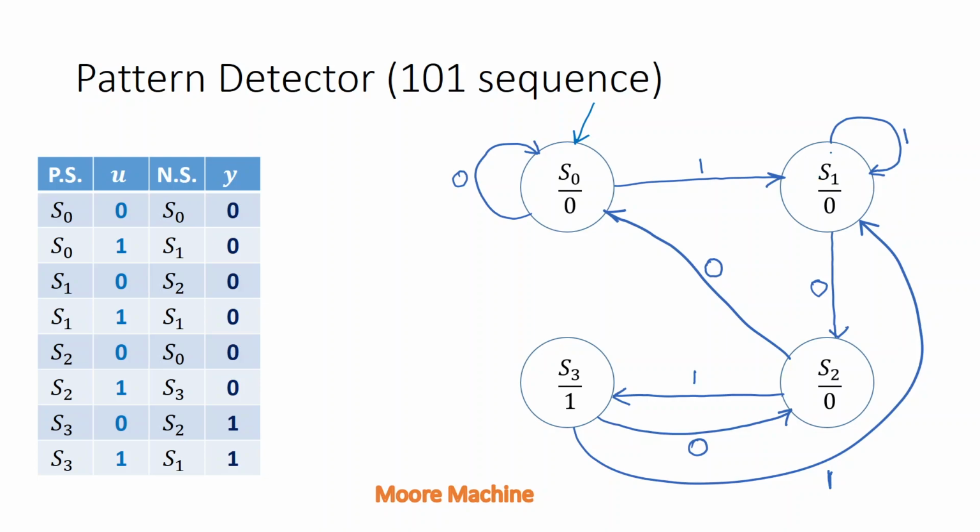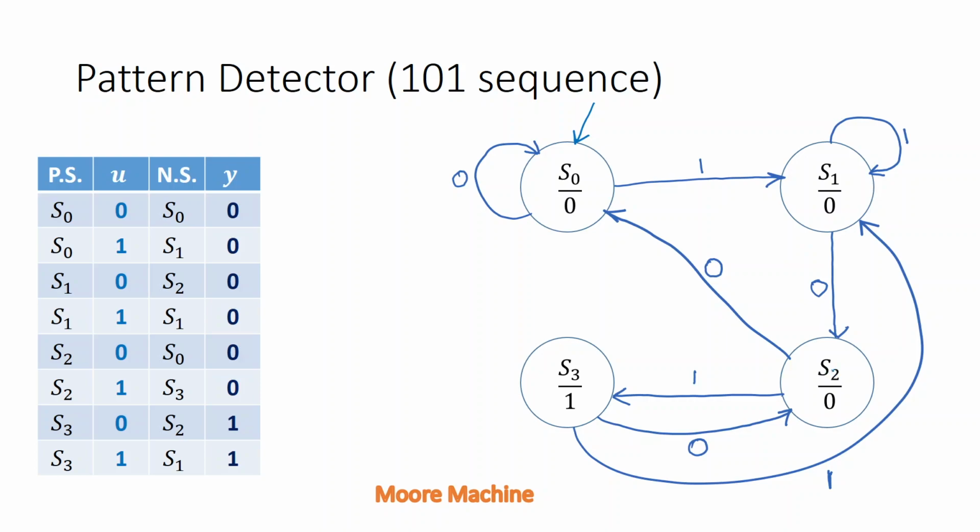From here, if a 1 is detected, we again remain at S1, because we are again waiting for the sequence to start. As many 1s are detected, we will remain at S1. Only when a 0 is detected from here, we will go to the next state, S2.